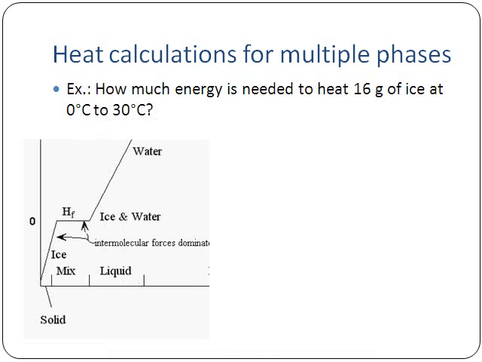In this case, we're asked the question, how much energy is needed to heat 16 grams of ice from 0 degrees C to 30 degrees C? First step on these is identify where you start. So we know we have 16 grams of ice, so ice is this very bottom section down here, but it says the ice is at 0 degrees C. And so ice at 0 would start right here. So we're going to start right there.